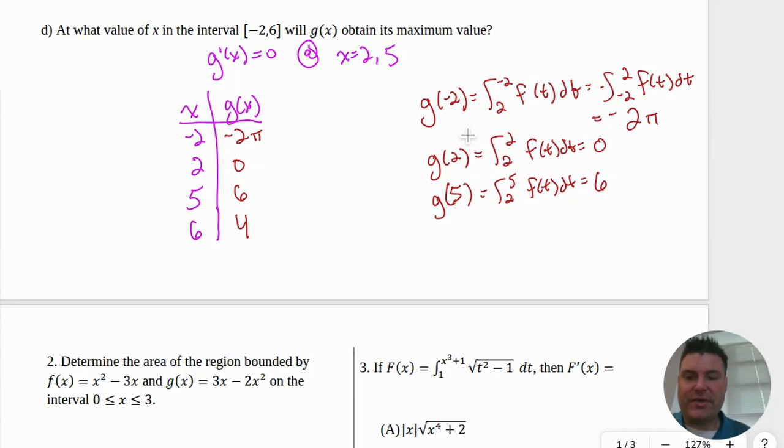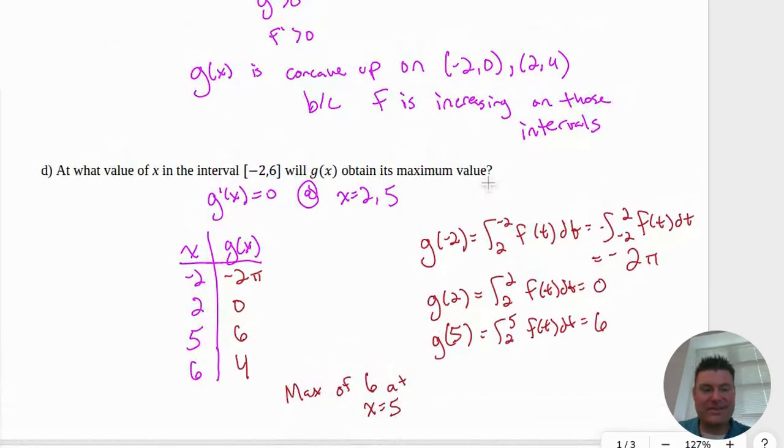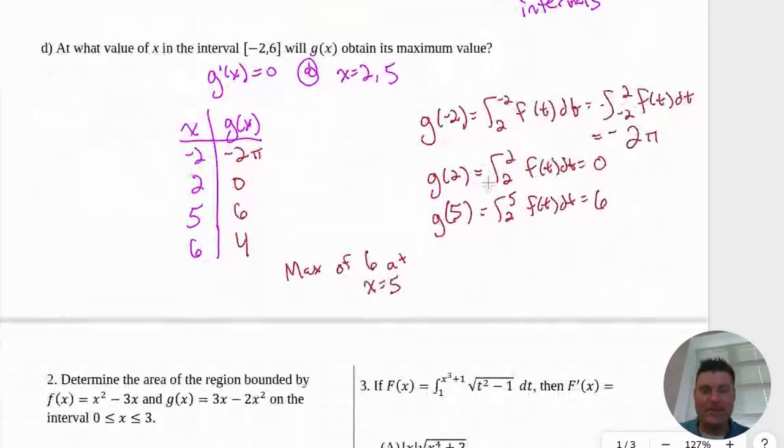So we have a max of 6, and that happens at x equals 5. The answer to the question was only asking for x equals 5. I'll give you all the information so that you all have it. And that's going to wrap up. That's not too bad for our FRQ. Pretty straightforward. So that's our FRQ.